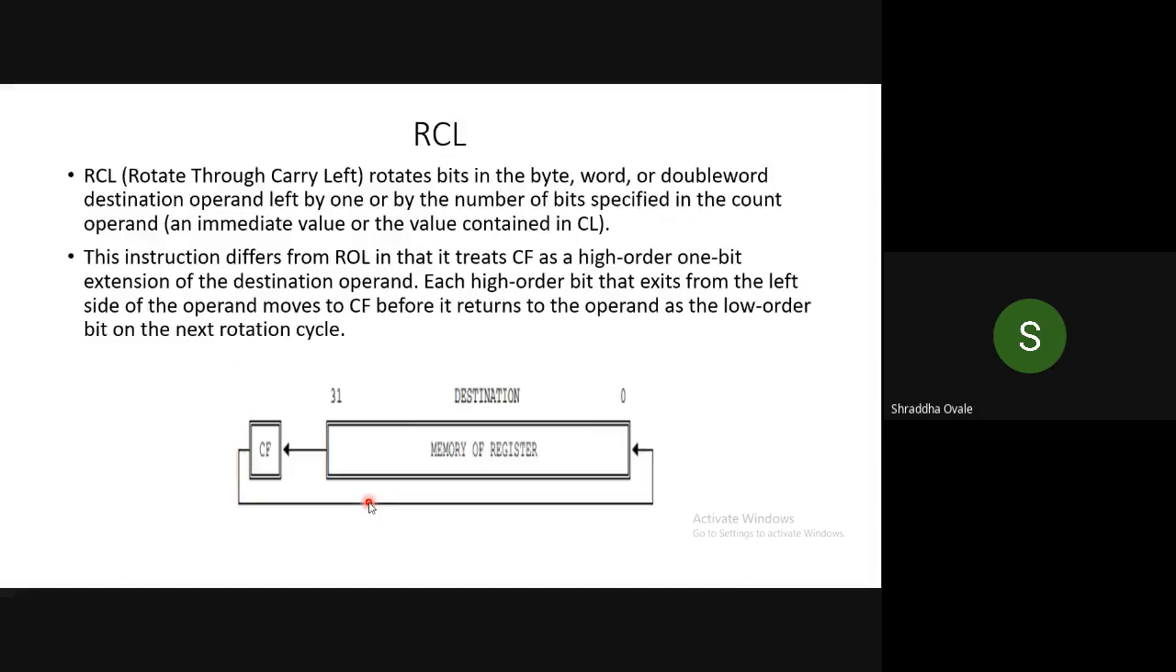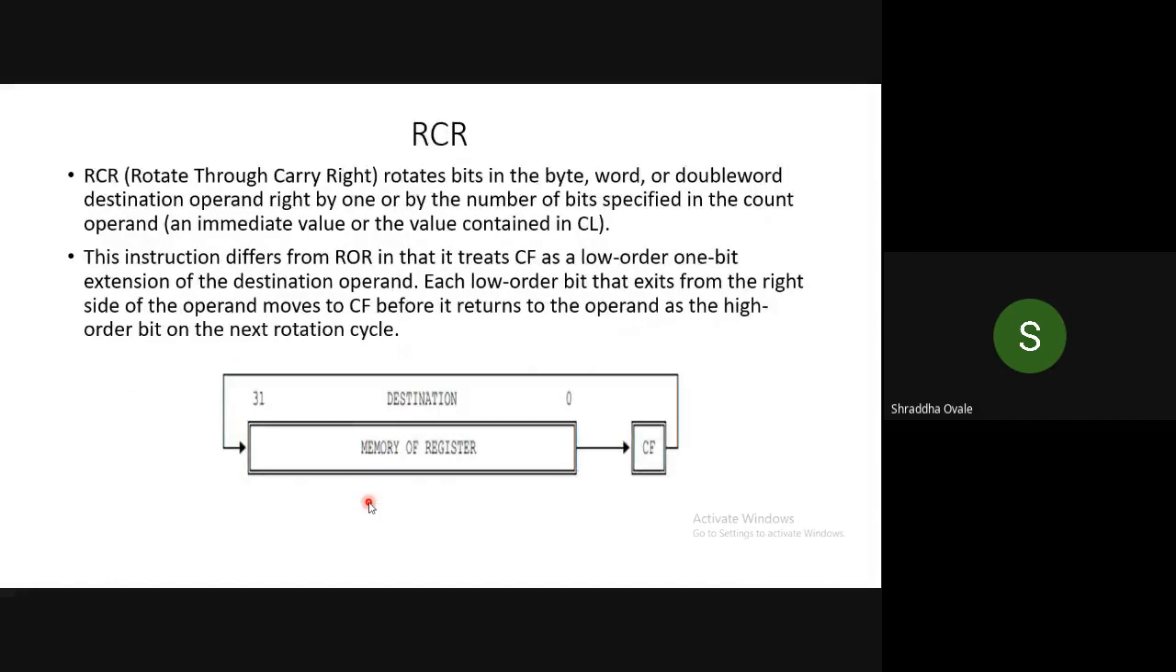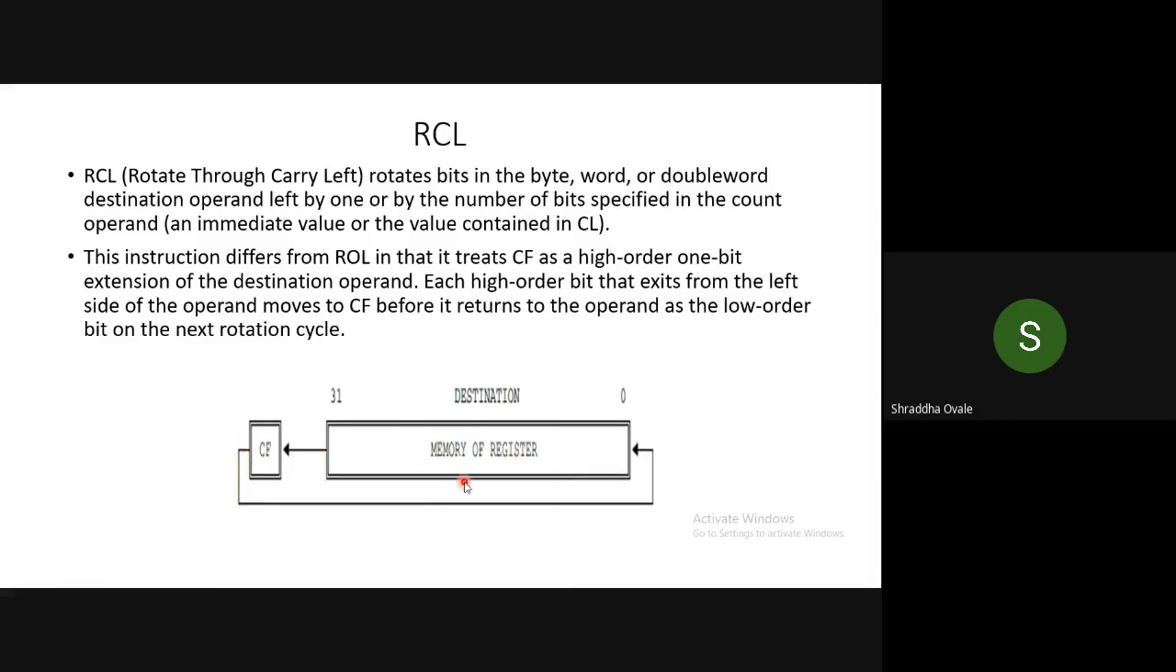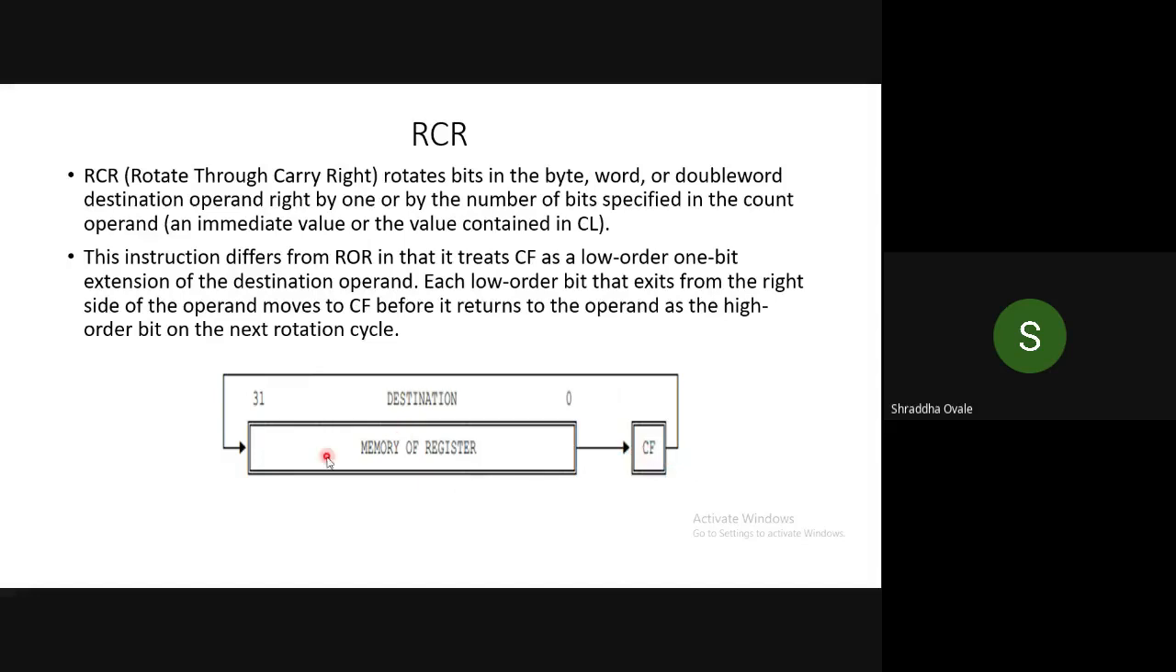Okay. Then the same is the case with RCR. Just the direction is changed. Over here we were doing from the left side, and now we are doing it from the right side. That's it. Means what is happening? In this instruction, the carry flag is treated as the lower order bit. This will be your lower order bit, and the extension of the destination operand will be taken, and the lower order bit will exit from the right side, and it will slowly move and return to your higher order bit. Okay, I hope now this RCR and these rotation instructions are clear.